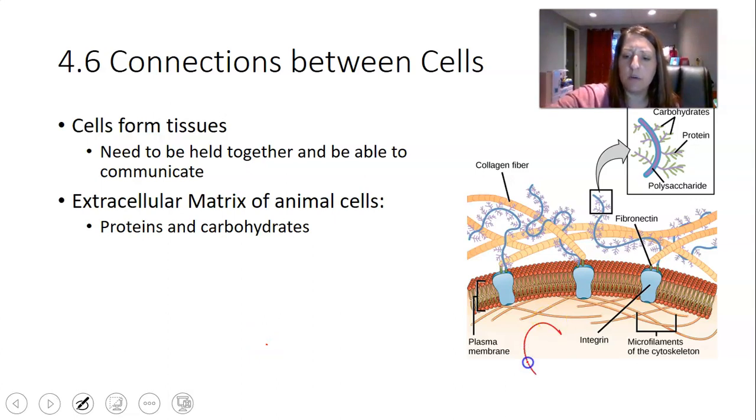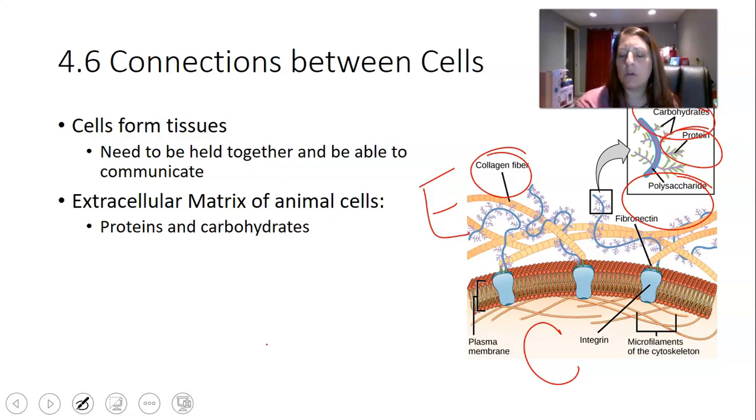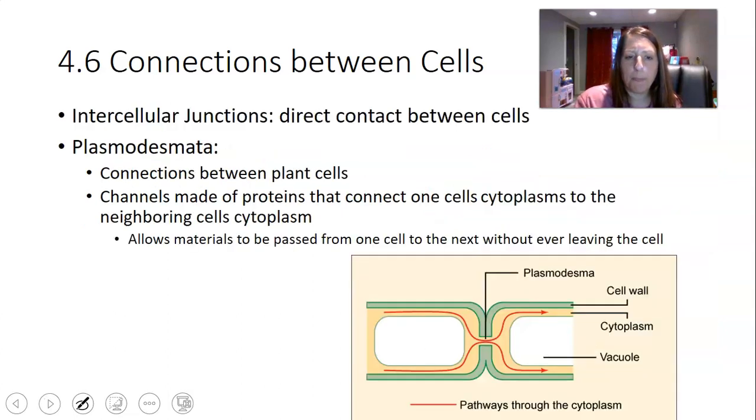This is the inside of the cell, or the cytoplasm, and this is the outside of the cell, the extracellular matrix. And so you can see we have collagen fibers, and we have polysaccharides, and we have proteins and carbohydrates. Those are all parts of that extracellular matrix found outside of the cell. The cell actually secretes these proteins and carbohydrates. Okay, connections between cells. These are called intercellular junctions. They are direct contact between cells.